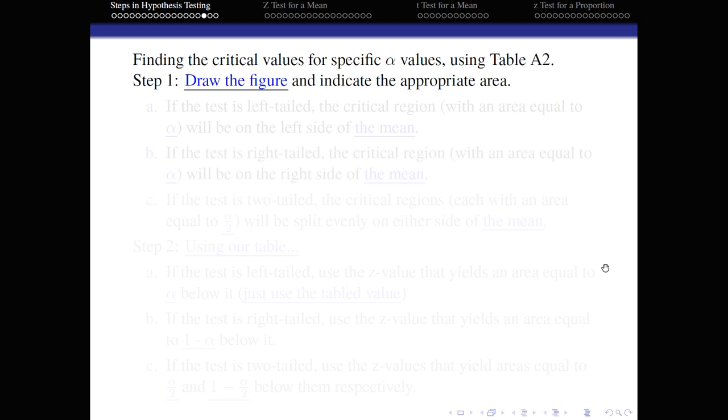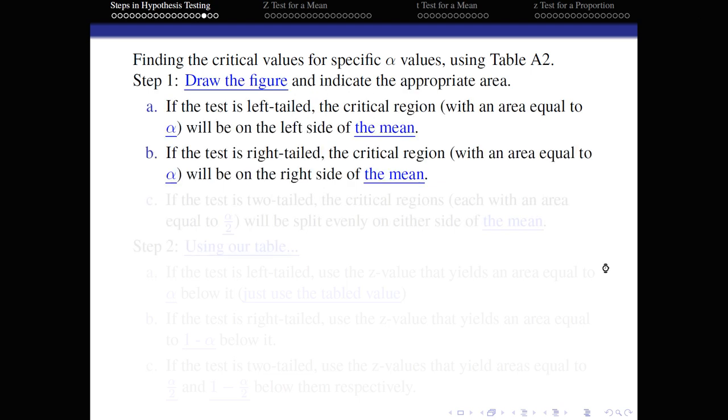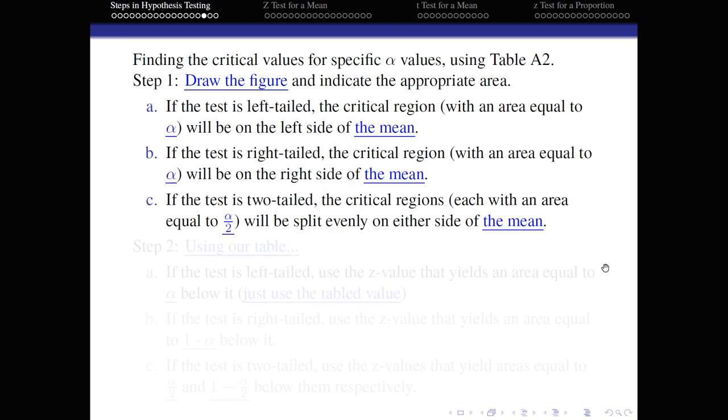All right, so if we want to draw this out, and we already did this, so you can look at our previous graphic. If the test is left-tailed or less than, then we're going to be looking at the critical region on the left side of the mean. If it's right-tailed or greater than, we're going to be looking on the right side of the mean. And if it's two-tailed, we're going to be looking on both sides.